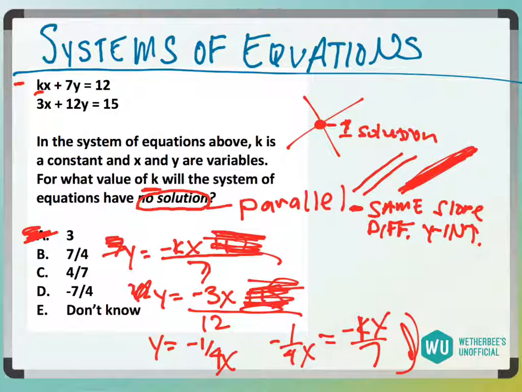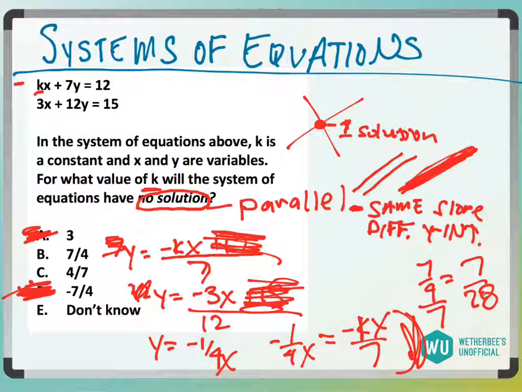You can also cross off D, because if you make this k negative, it's going to make this slope right here positive, and we need it to be negative 1/4. So now, let's try answer choice B. If I divide 7/4 by 7, that's going to give me 7/28, which is the same thing as 1/4. So it would be answer choice B, because if I plug in 7/4 for this k, it's going to give me the same slope of negative 1/4. Answer choice B.